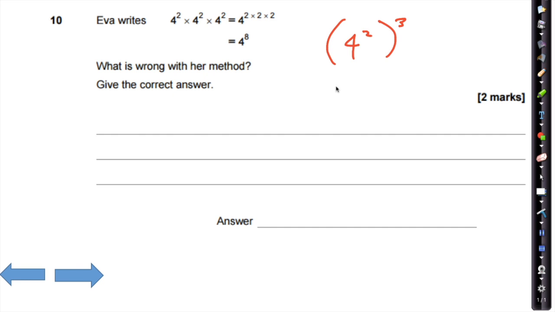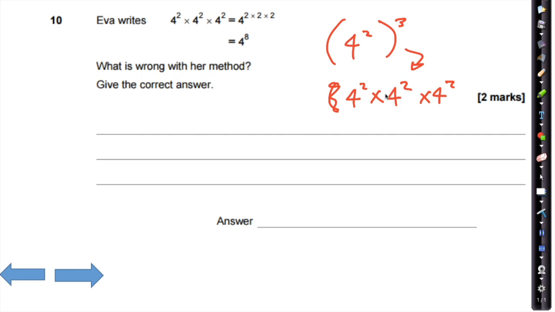cubed and when you have 4 squared times 4 squared times 4 squared. And for these, they are actually exactly the same. 4 squared all cubed means 4 to the power of 2 multiplied by itself and then itself again. So 4 squared times 4 squared times 4 squared.